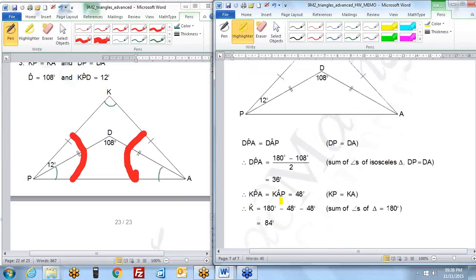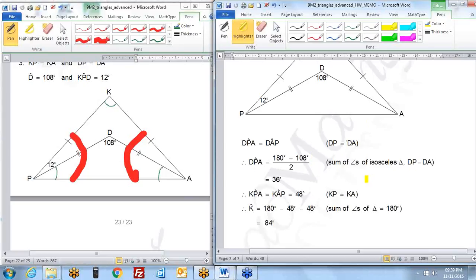84 degrees. So I'm just going to explain it again. You started off working with the smaller triangle, and we determined the size of angle DPA by saying 180 minus 108 degrees, and we divided that by 2 and we got 36 degrees. So angle DPA equals 36 degrees and angle DAP equals 36 degrees because DP equals DA, and when we add 108 plus 36 degrees plus 36 degrees, we get 180 degrees.